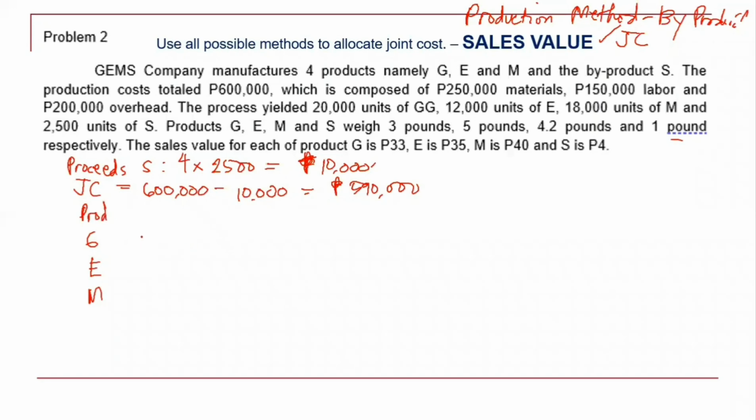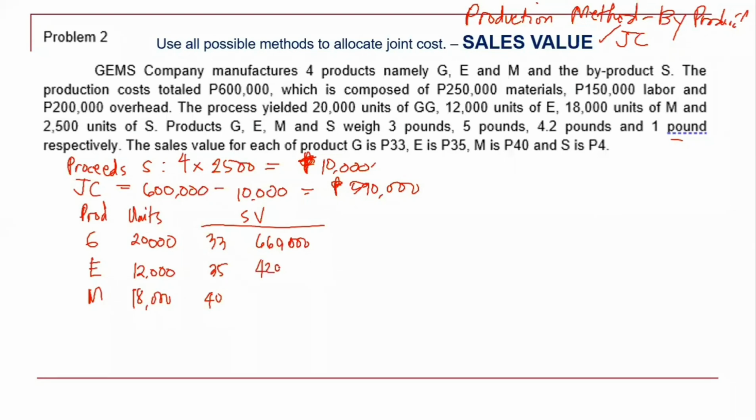And then we have 20,000, we have 12,000, we have 18,000. Yan yung units natin. And then sales value natin, again 33, 35, and 40. So ang sales value natin ay 660,000, 420,000, and 720,000. Actually yung kanina. So ang total na sales value, 1.8 million. Tapos ang joint cost to be allocated, hindi na 600,000, 590,000 lang.